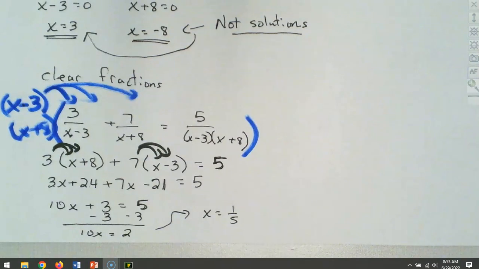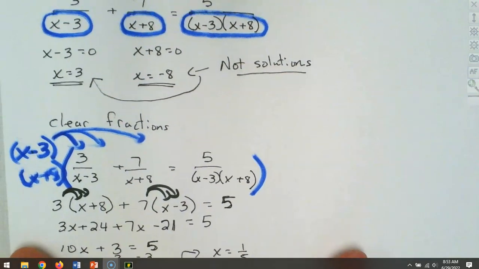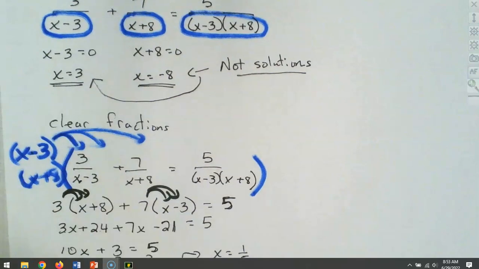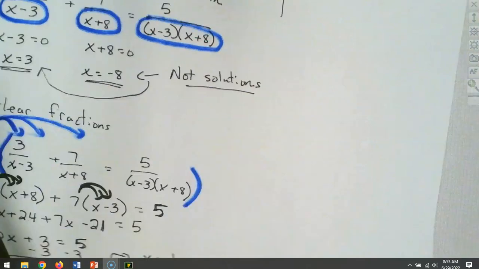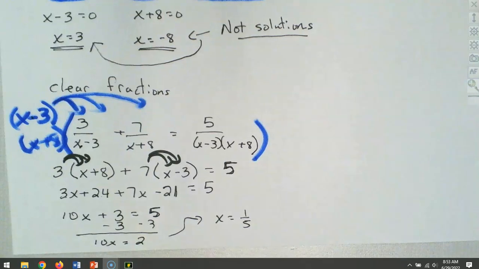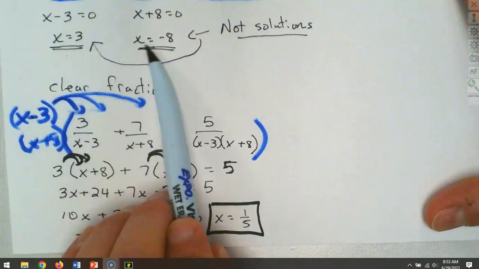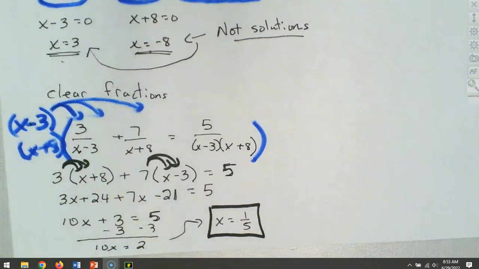Is that a legitimate possible solution? Yes, it is. Why is it a legitimate possible solution? Well, what numbers will not work? What numbers won't work are 3 and negative 8. So is this 1/5? Is this 3 or this negative 8? It is not. Okay? If it would have been either a 3 or a negative 8, you would have no solution. That 1/5 does work because it is not either of these numbers here. Okay? So that's kind of how you solve one of those.